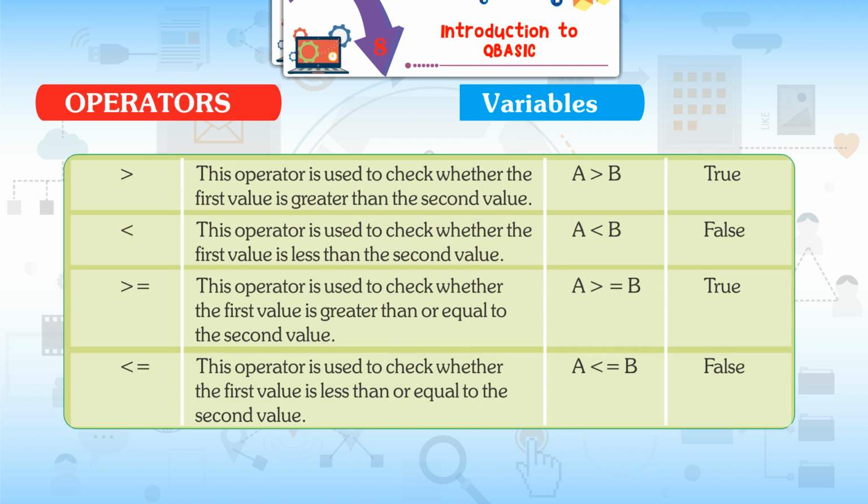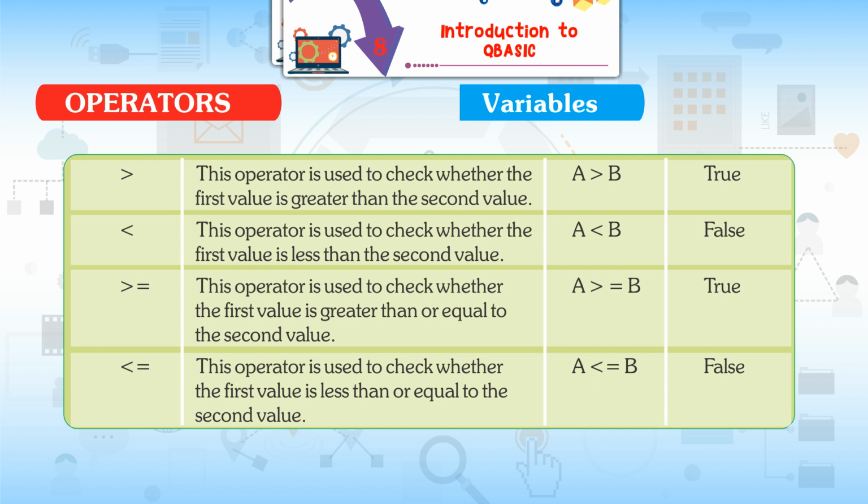Greater than. This operator is used to check whether the first value is greater than the second value. A is greater than B, true. Less than. This operator is used to check whether the first value is less than the second value. A is less than B, false. Greater than or equal to. This operator is used to check whether the first value is greater than or equal to the second value. A is greater than or equal to B, true.